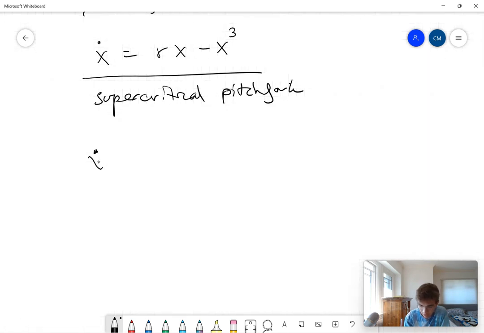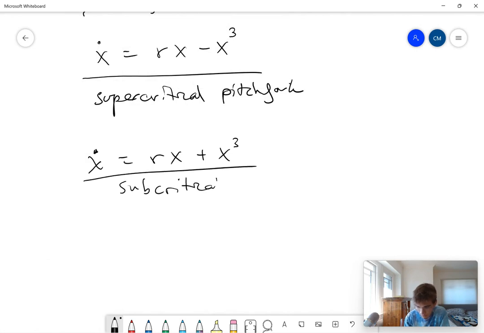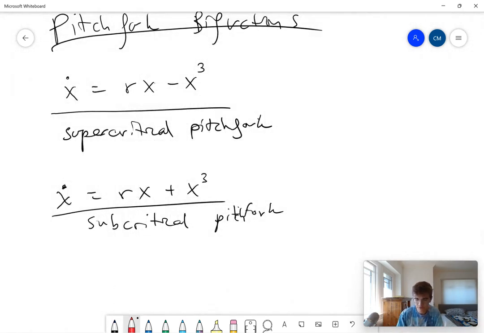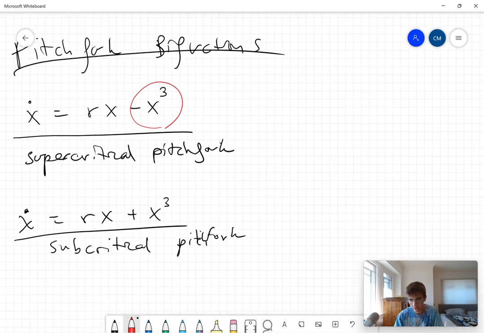And then we also have x dot equals rx plus x cubed, which is called a subcritical pitchfork. My spelling is off today. Sorry about that. All right, and so let's analyze these two cases separately. And the reason why we need to distinguish them is that this x cubed is going to play an important role in the birth of the fixed points, and it's either going to be stabilizing or destabilizing depending on its sign, okay?